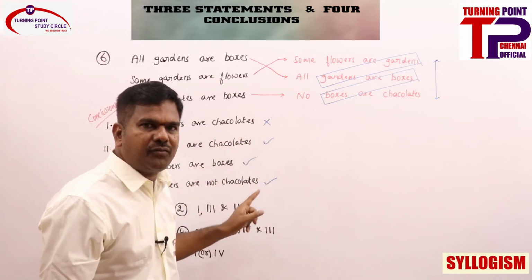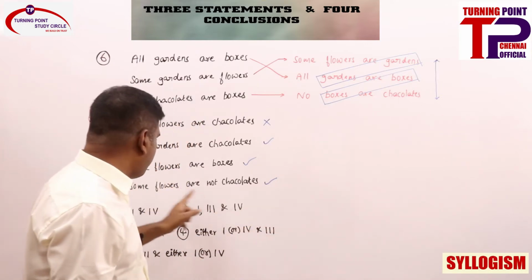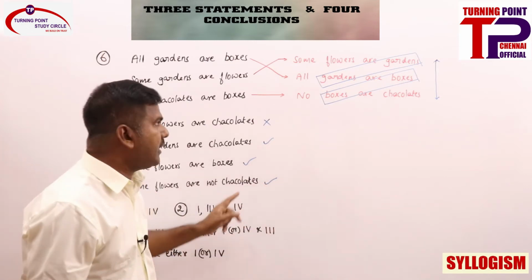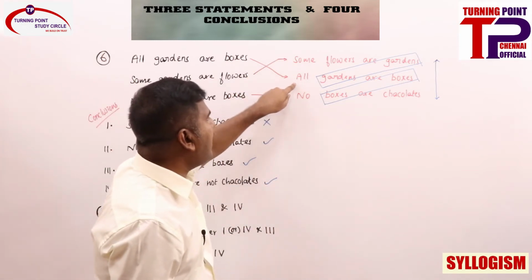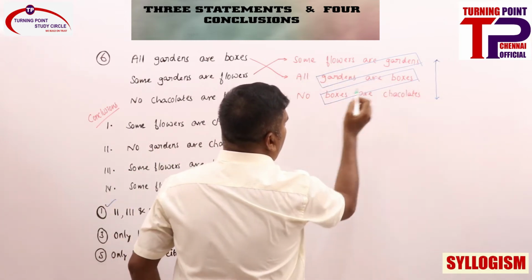Just check whether some flowers are not chocolates is given in the conclusions or not. If you see the fourth one, it is there: some flowers are not chocolates. Go ahead with that one. So that is nothing but I plus E is O. And I plus A is I, which means what will we get? Some flowers are boxes.